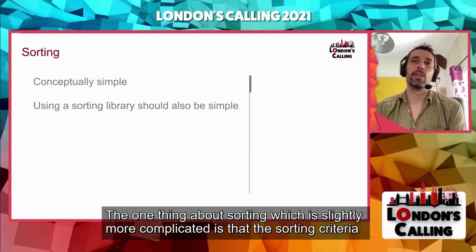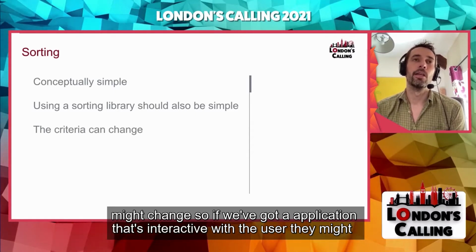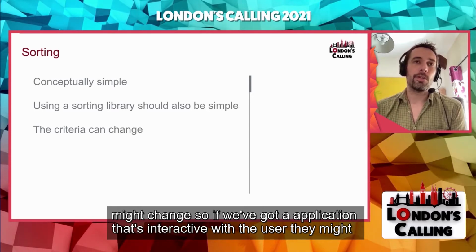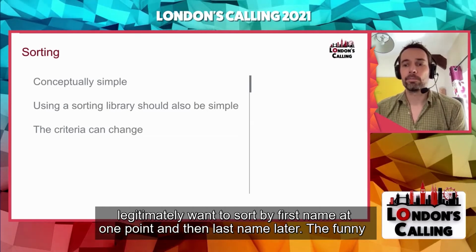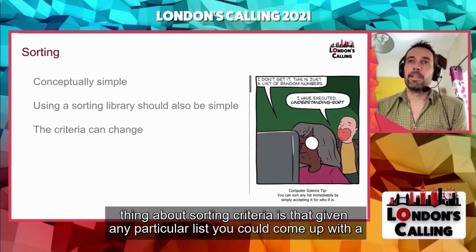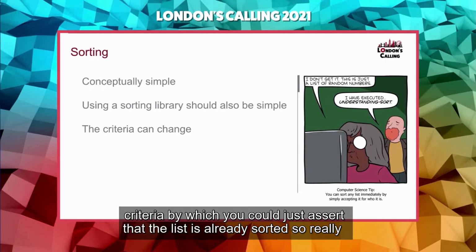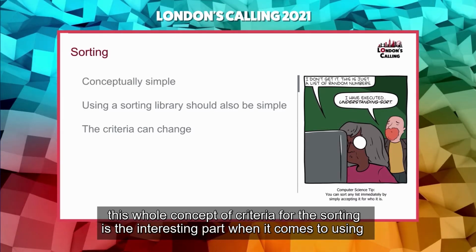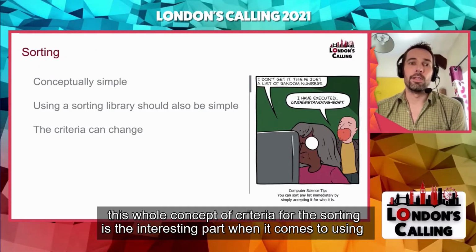The one thing about sorting which is slightly more complicated is that the sorting criteria might change. If we've got an application that's interactive with the user, they might legitimately want to sort by first name at one point and then last name later. The funny thing about sorting criteria is that given any particular list, you could come up with a criteria by which you could just assert that the list is already sorted. So really, this whole concept of criteria for the sorting is the interesting part when it comes to using a sorting library.